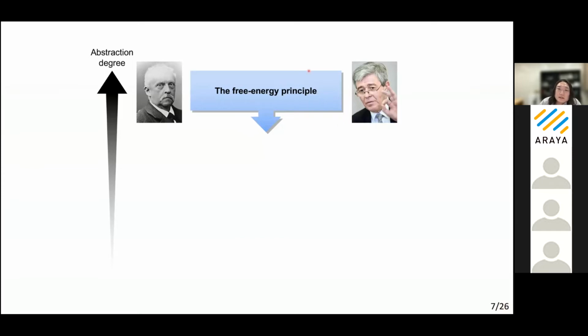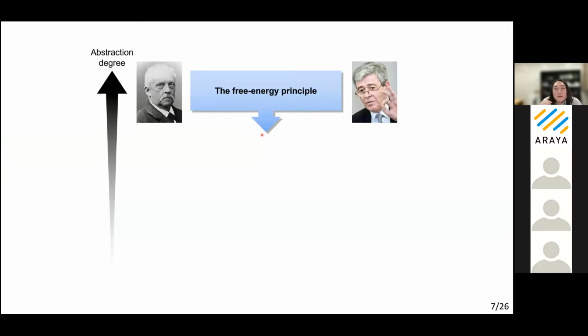So this idea originally comes from the 19th century physicist Helmholtz. His idea is that human sensation is incomplete, so we need to complete such incomplete information continuously, which is sometimes called unconscious inference. And Friston formulated that idea in terms of variational Bayesian inference and free energy minimization, or surprise minimization. Anyway, its abstraction level is high.